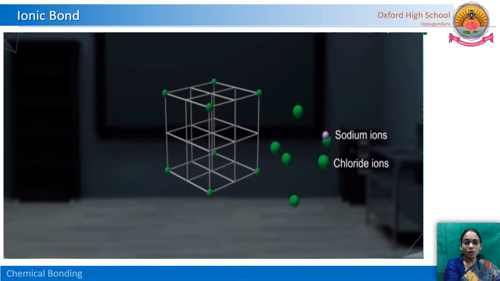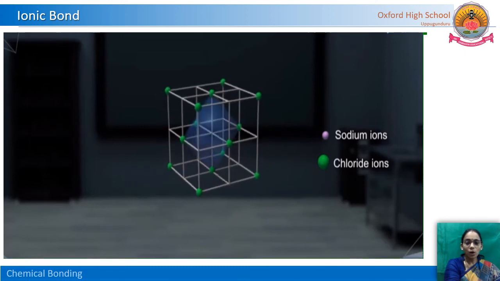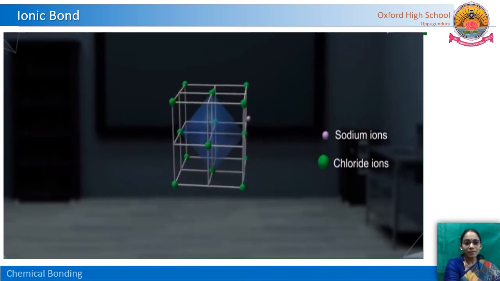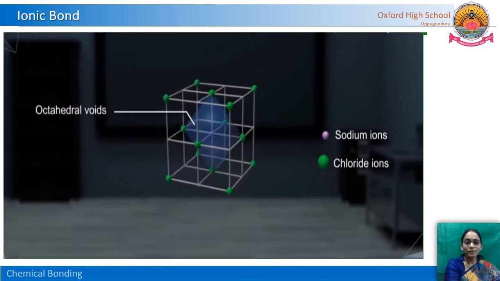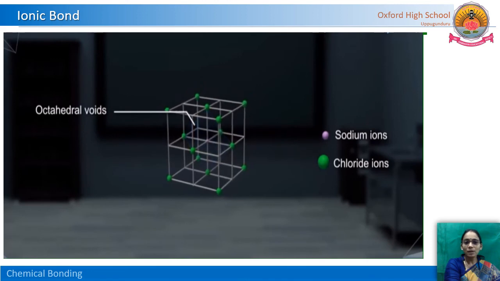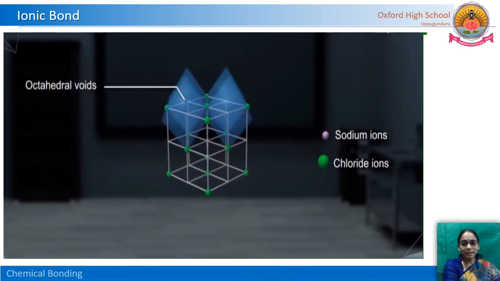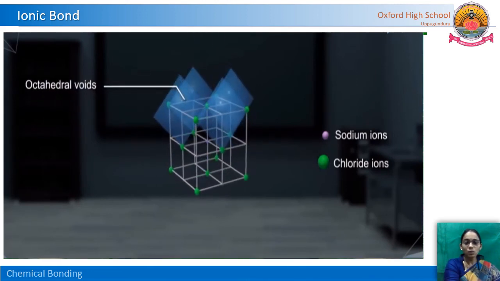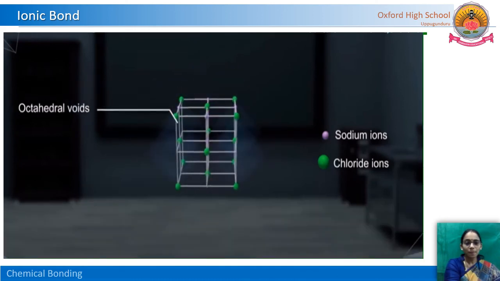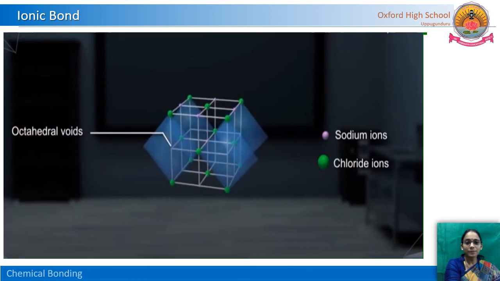So all the corners and the middle also. Now the gaps look like octahedral. So these gaps, voids, are nothing but octahedral. So in these gaps the chloride ion attracts the sodium ion. So sodium ions come and fill those gaps. Those are in octahedral shape.